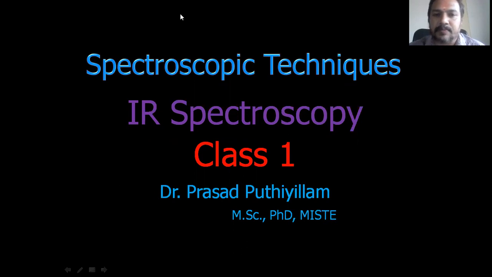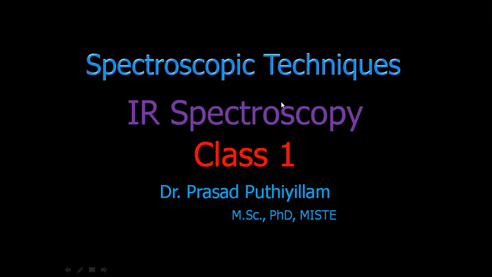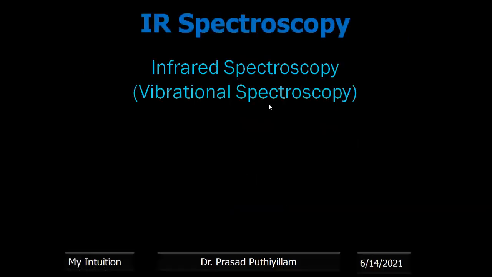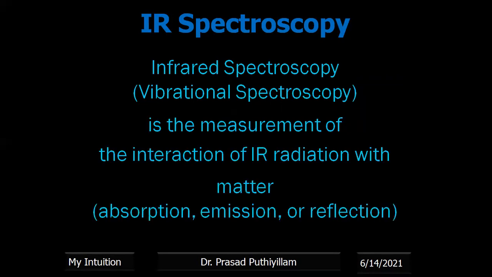So IR spectroscopy, also known as infrared spectroscopy, is also known as vibrational spectroscopy. It is a measurement of the interaction of IR radiation with matter, and the matter may absorb, emit, or reflect the IR radiation. Usually absorption and transmission we consider in IR spectroscopy. The instrument will detect how much IR radiation is transmitted through the sample, or how much is absorbed. So it is also known as vibrational spectroscopy. It is not rotational spectroscopy as such.